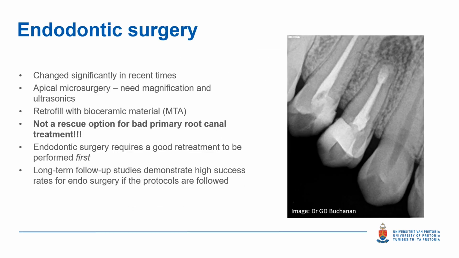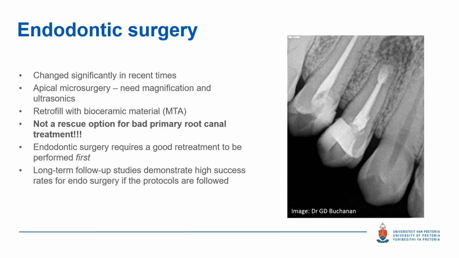Endosurgery, things like apicectomies, has changed significantly in the past 20 or 30 years, and that's led to much better success rates. So these days, when endodontic surgery is done, it's actually apical microsurgery. You need magnification, something like a microscope, and ultrasonic instrumentation to do some kind of retro preparation and a retrofill with a bioceramic material, something like MTA.